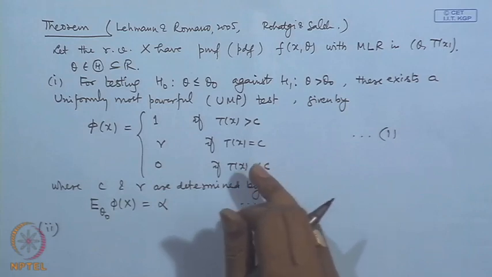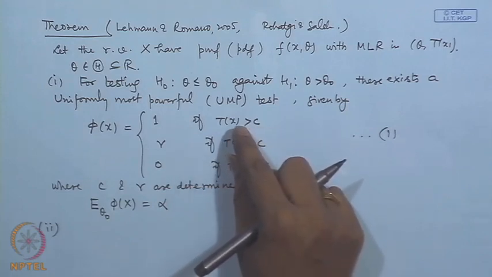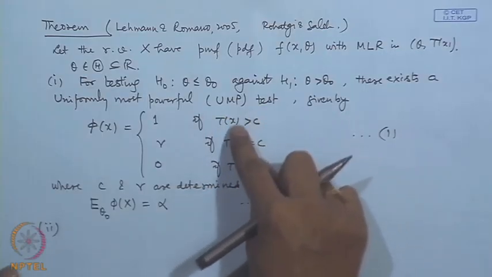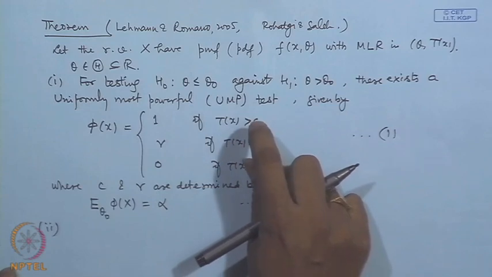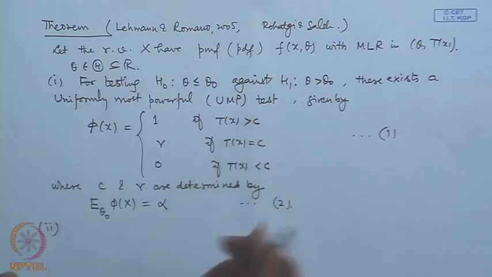Note here the similarity with the Neyman-Pearson lemma. In the Neyman-Pearson lemma, we had written f 1 by f naught greater than k. Now, if f 1 by f naught is an increasing function of T(x), then that region is transformed to T(x) greater than c. So, as I mentioned, it is a direct extension of the Neyman-Pearson fundamental lemma only. The result is coming from there.